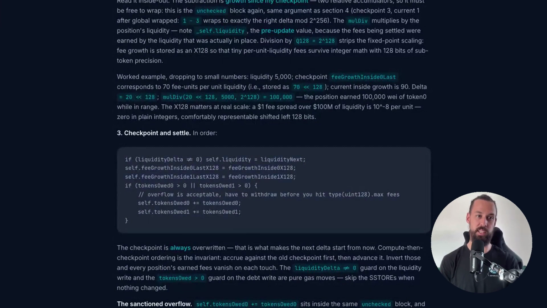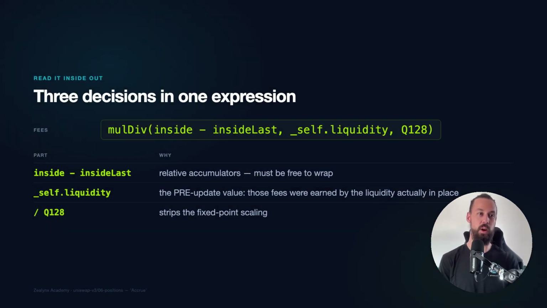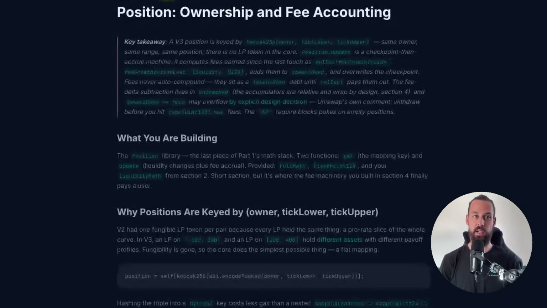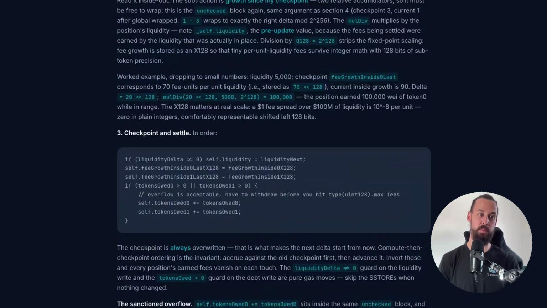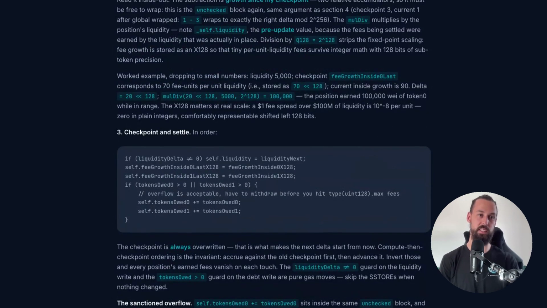instead of no-oping convincingly. That's a different and better property. Step 2. Accrue. And you should read this one inside out. The subtraction is growth, since my checkpoint. 2 relative accumulators from section 4, so it must be free to wrap. Same unchecked argument as before, checkpoint 3. Current one after the global wrapped, 1 minus 3 wraps to exactly the right delta.